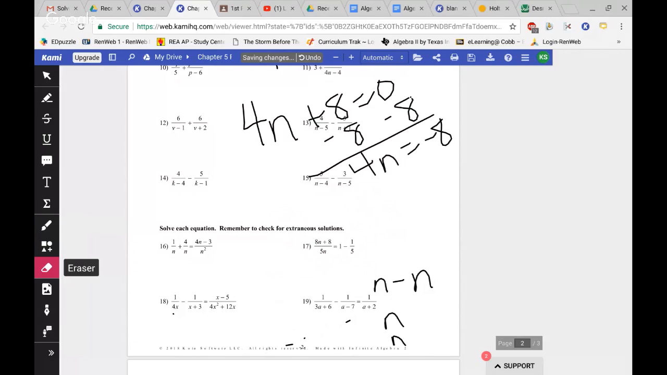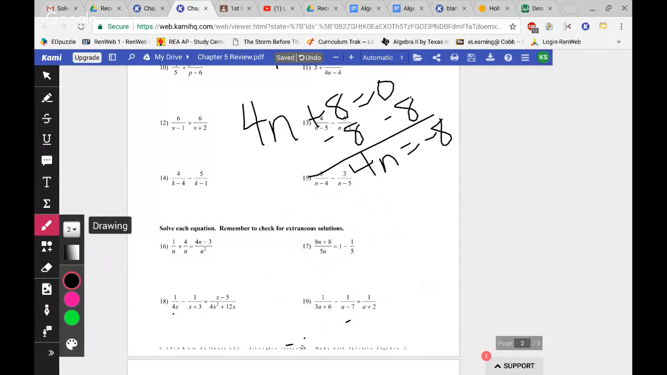Someone already gave the answer. Evan said it's -2. It is. All right, so now what you would want to do, once again, is just make sure that -2 is not going to be an extraneous solution. And it's not, because once I plug in that -2 with the 5n, it's just going to give me a -10. That's not a 0 in the denominator, so you're good.